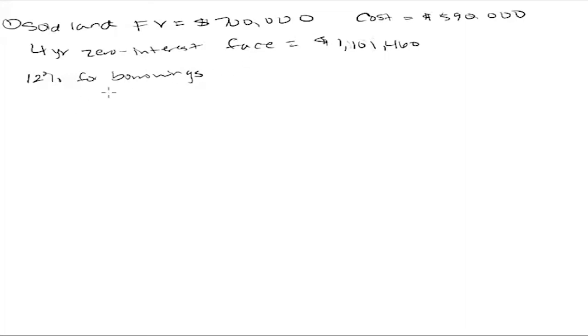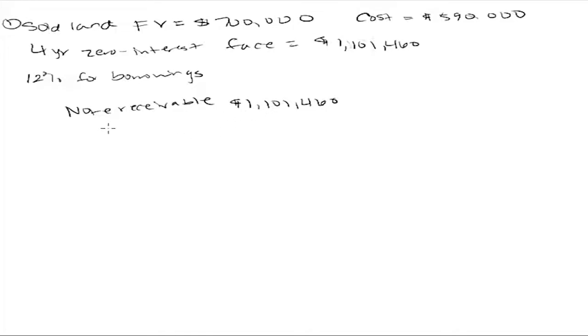Well, we know the face of the note, right? So I can go ahead and record note receivable. I know how much that's going to be. The face of the note is 101,460. Then that's how much we're going to record that for. Okay, so that's easy peasy.